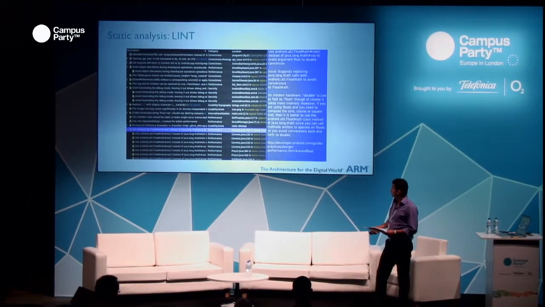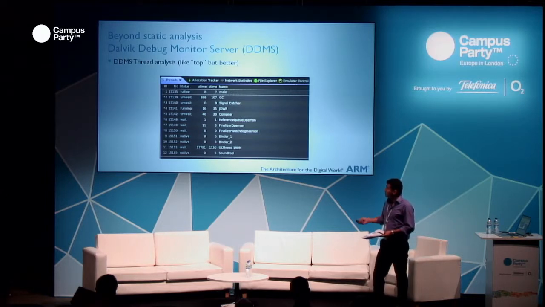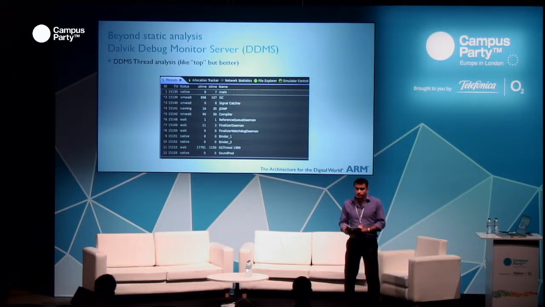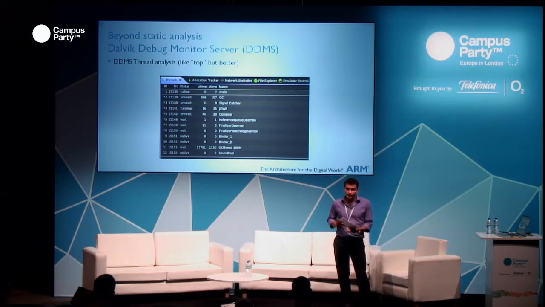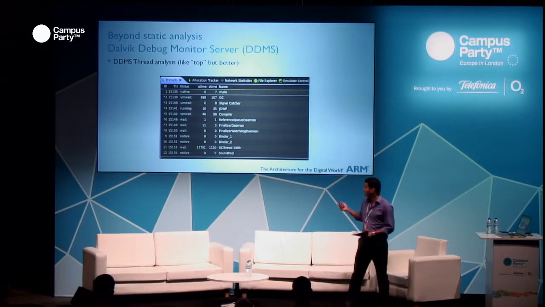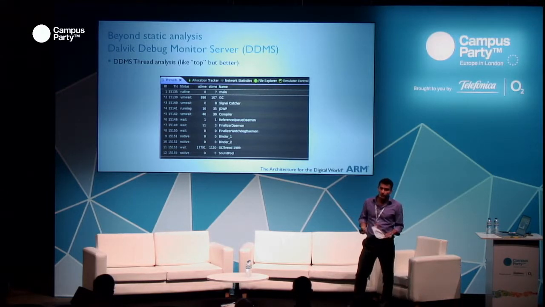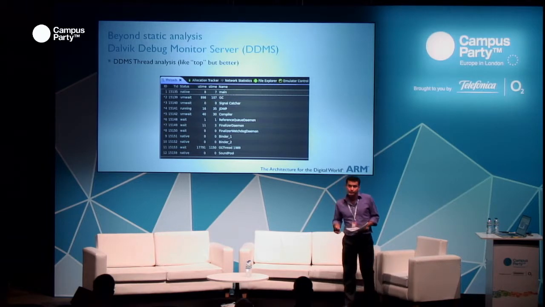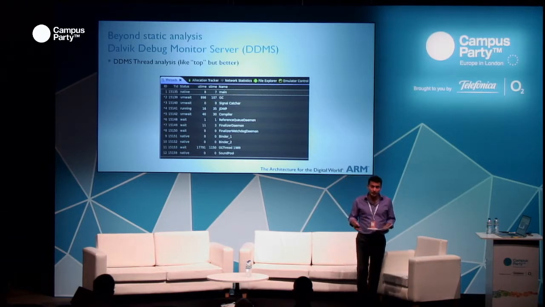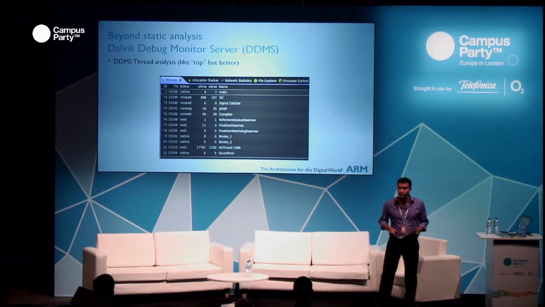So this is what we call static analysis. You're not running your app. You're not using a model or a dev kit. Next, we can look at the dynamic analysis methods. One of them is using DDMS. DDMS is something that, again, comes with the ADT, the Android Device Toolkit.